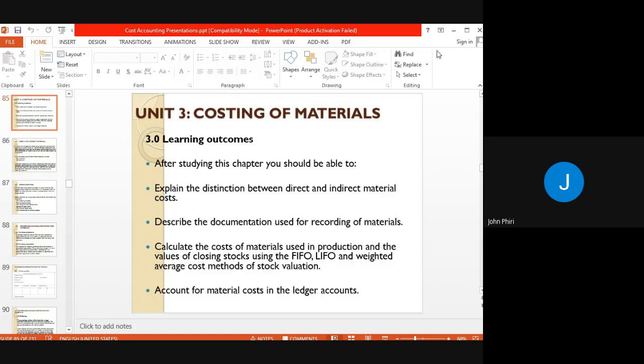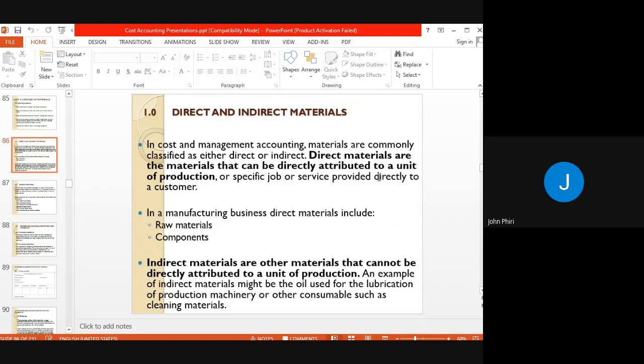Good. So let's look at the ones we're calling direct and indirect materials, after we have defined those as materials. Materials in cost accounting are classified into two: direct or indirect. Direct materials are like the ones Joseph mentioned, which become part and parcel of the product that we use in production, or for a specific job that you're doing. So we are talking about raw materials, components, or sometimes even spare parts.